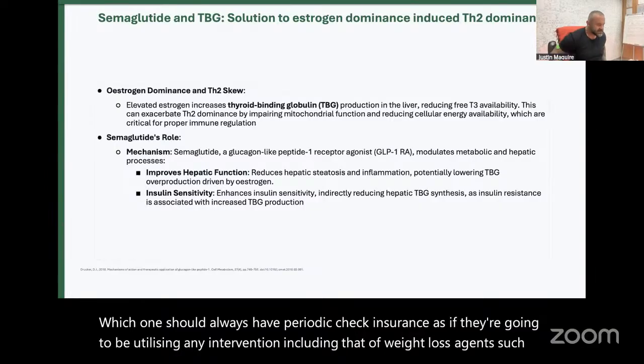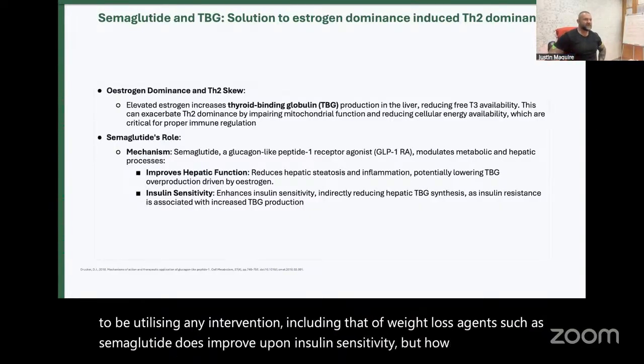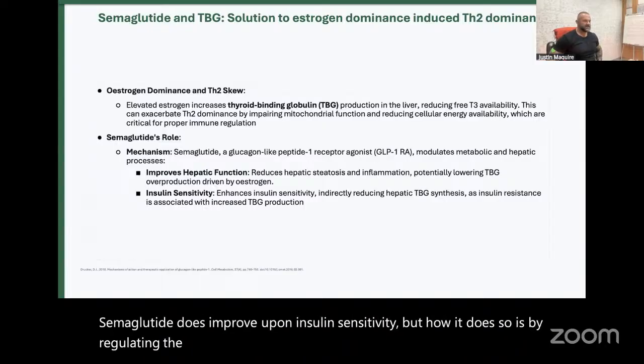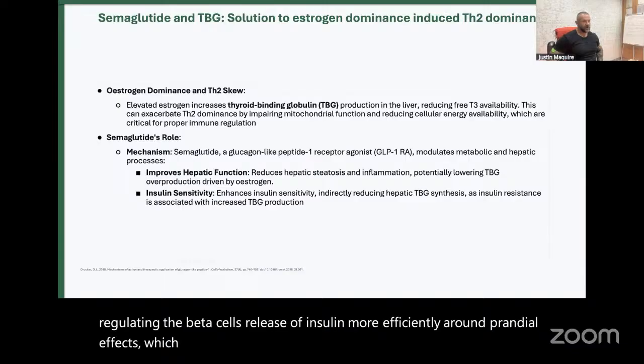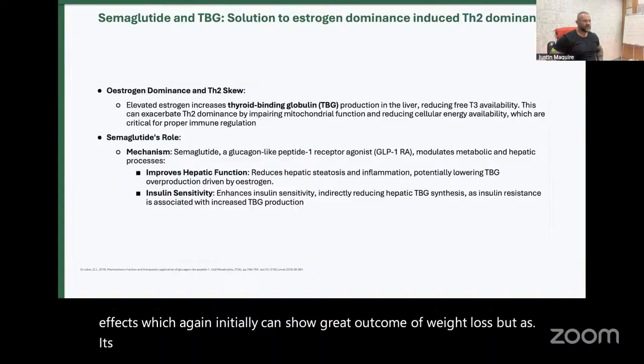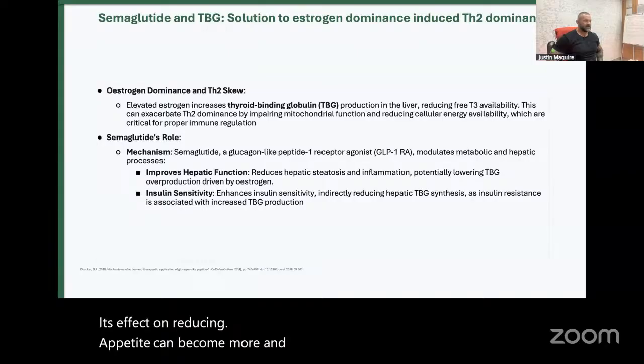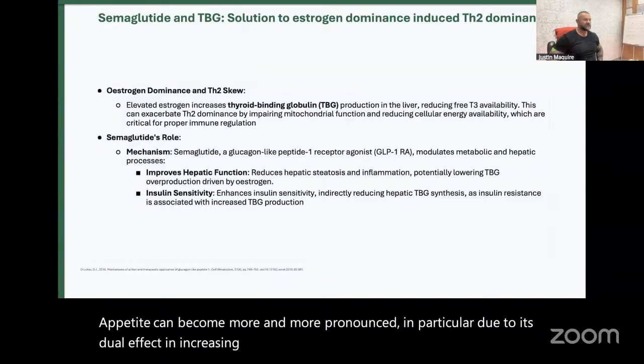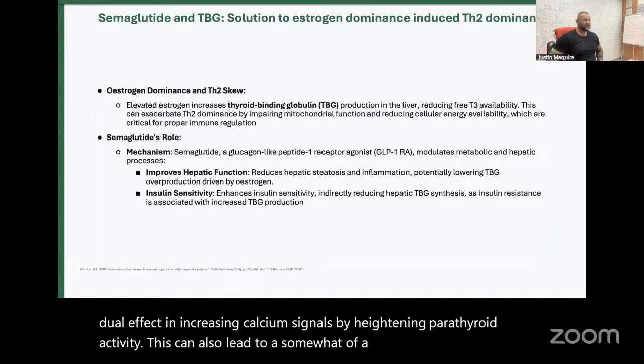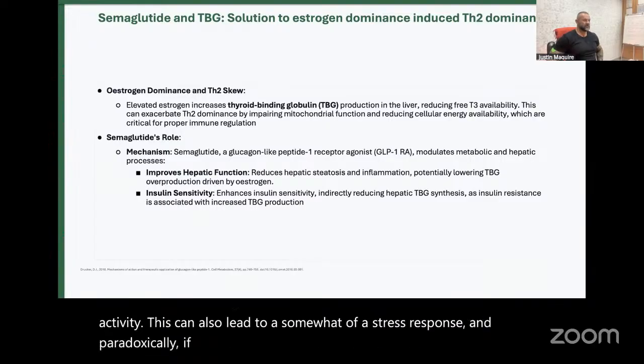It does improve upon insulin sensitivity, but how it does so is by regulating the beta cells' release of insulin more efficiently around the prandial effect, which again, initially can show great outcome of weight loss. But as its effect on reducing appetite can become more and more pronounced, in particular due to its dual effect in increasing calcium signaling by heightening parathyroid activity, this can also lead to somewhat of a stress response. And paradoxically, if that stress response is prolonged, i.e.